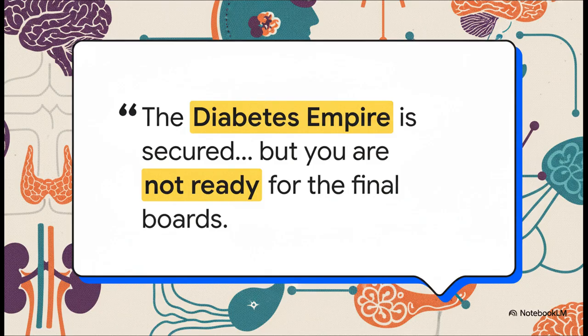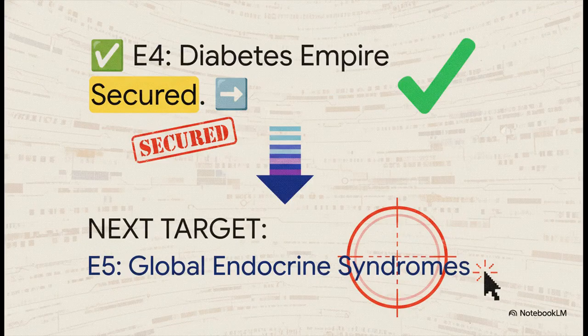But listen, the endocrine system, it's a vast, interconnected network. It's full of these complex clusters. You've got situations where the body attacks multiple glands at once, or genetic syndromes that trigger tumors from the brain all the way down to the adrenals. This requires mastering syndrome logic. And if you can't navigate the complex shunts of the MEN types or the autoimmune polyglandular syndromes, well then you are just not ready for the final boards. So, let's confirm your mission status. Series E4, the diabetes empire, is officially secured. Check. And your next target has been acquired. Series E5, global endocrine syndromes. It's time to prepare for the next phase.